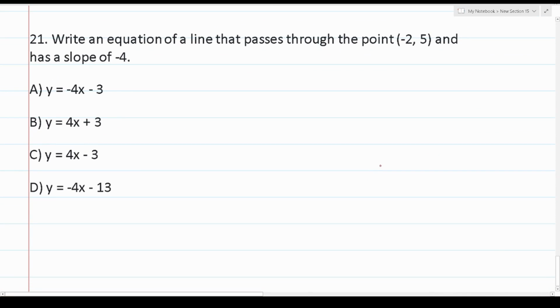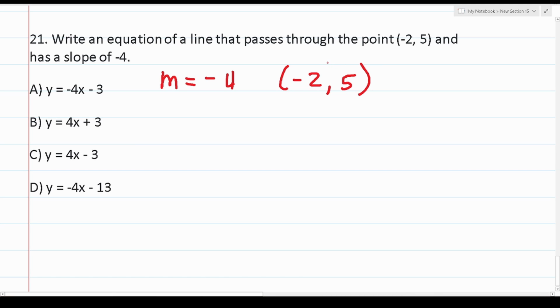All right, number 21 says, write the equation of a line that passes through the point negative 2, 5, and has a slope of negative 4. This is a very common question on the ASVAB. You'll be given some information and be asked to write the equation of a line. So in this case, let's identify what we have. We have slope, which is always going to be m, being negative 4. And we have this ordered pair, negative 2, 5.